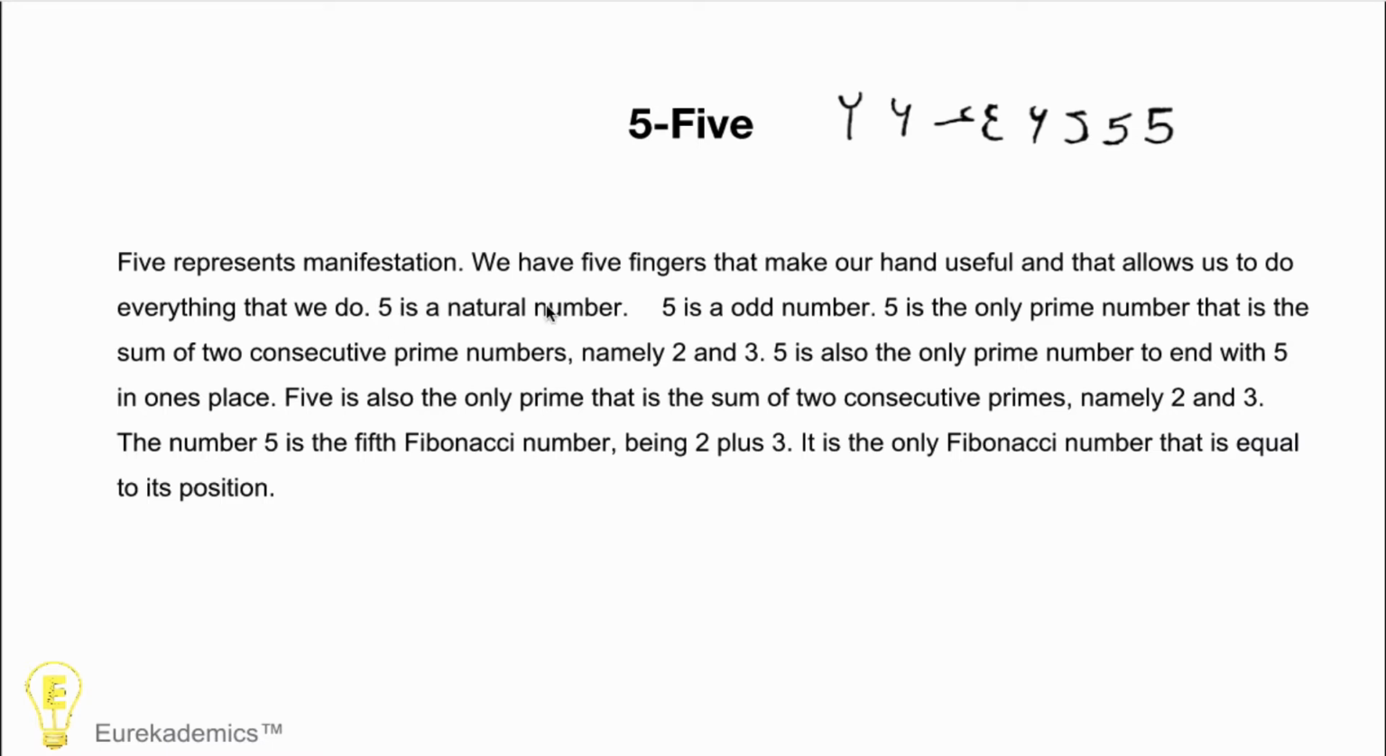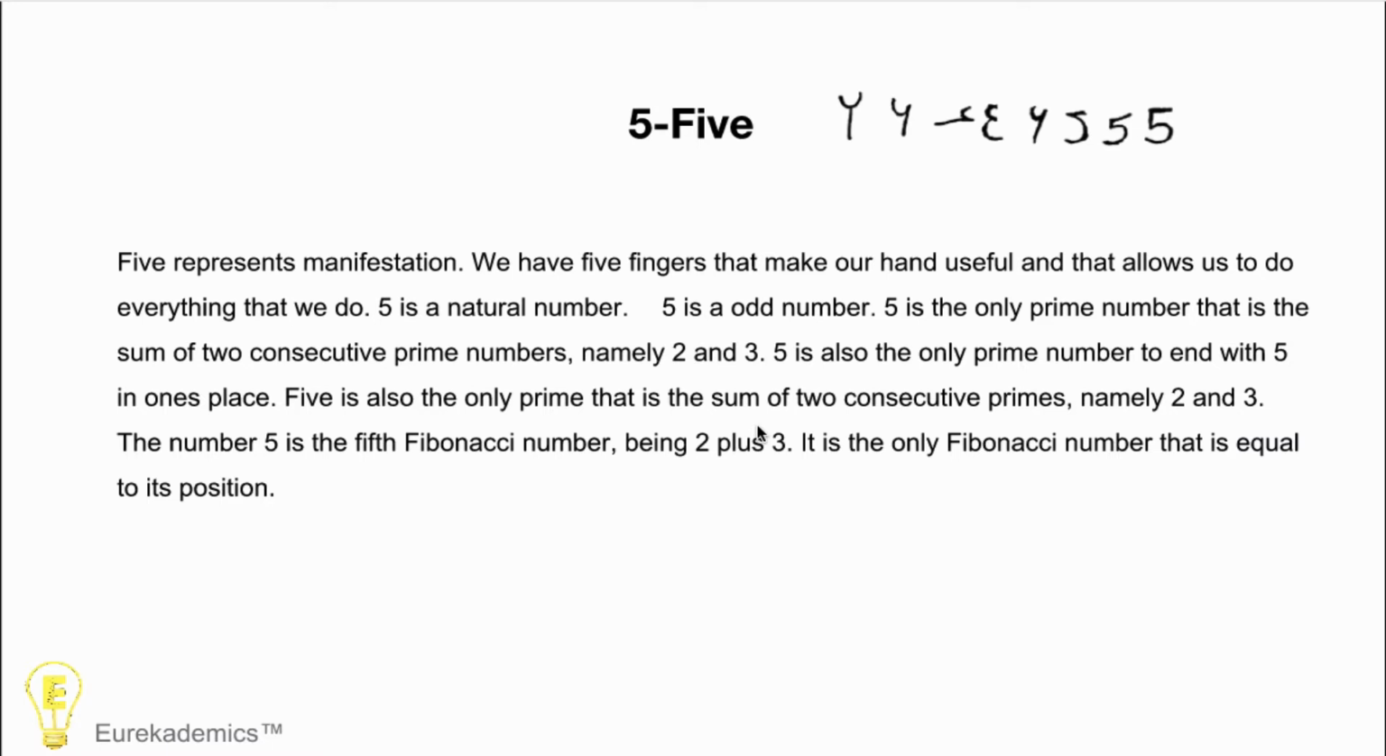5 is also a natural number. 5 is an odd number. 5 is the only prime number that is the sum of 2 consecutive prime numbers. Okay, 2 plus 3, namely 2 and 3. 5 is also the only prime number to end with 5 in the ones place.